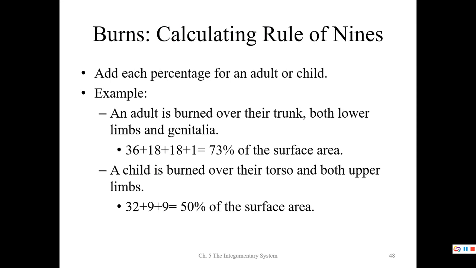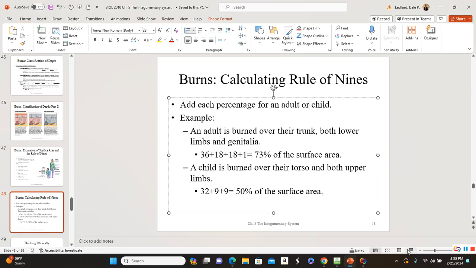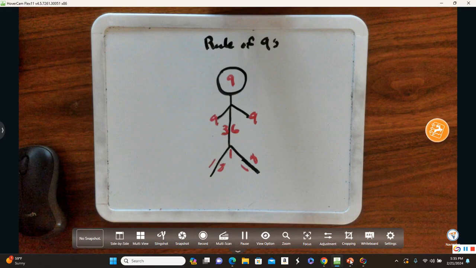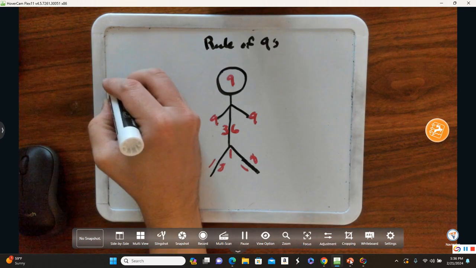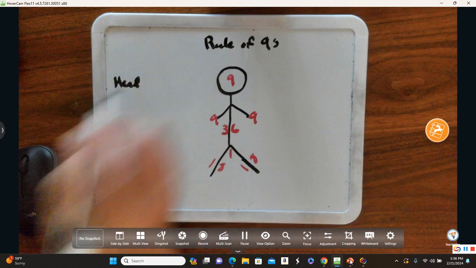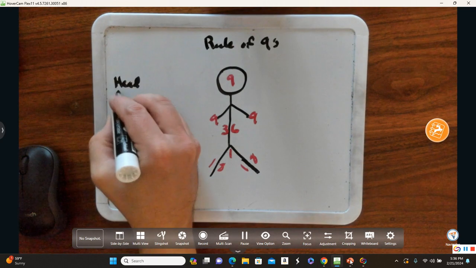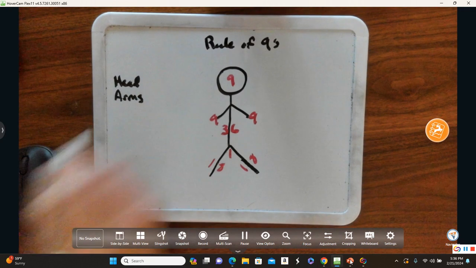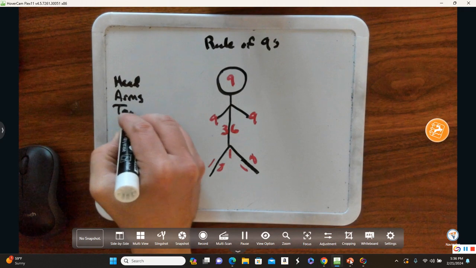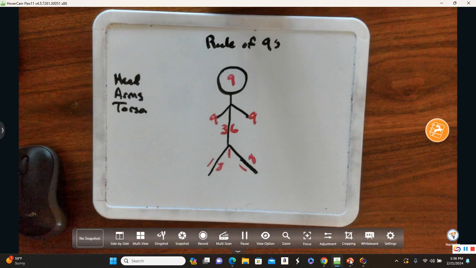Okay, so what we would do is we have burns over the trunk, both lower limbs and genitalia. So basically, we would use this rule of nines. Let's do one. Let's say we have a patient who is burnt over their head, both arms, and their torso, their trunk. Now, head is 9.